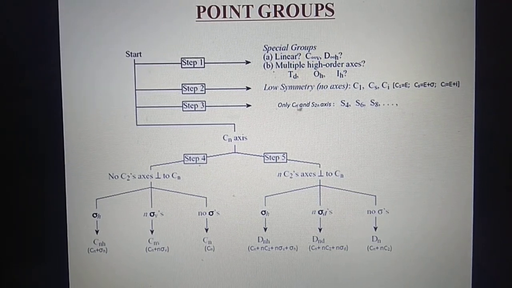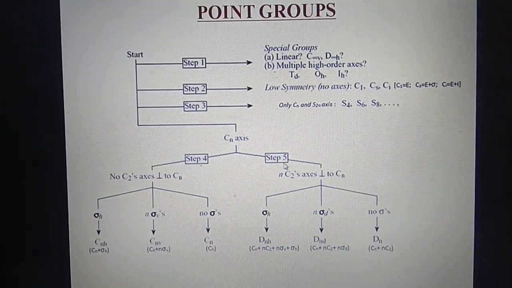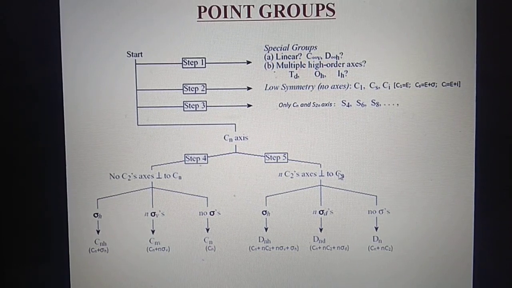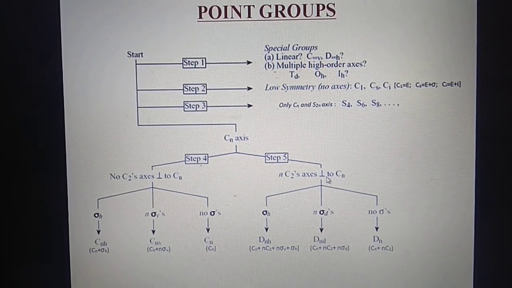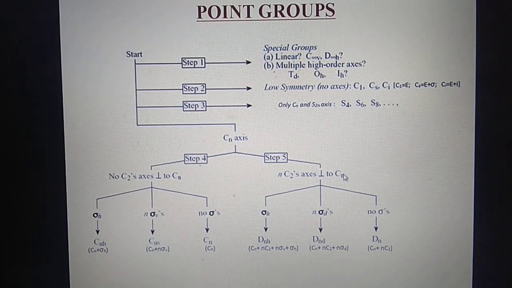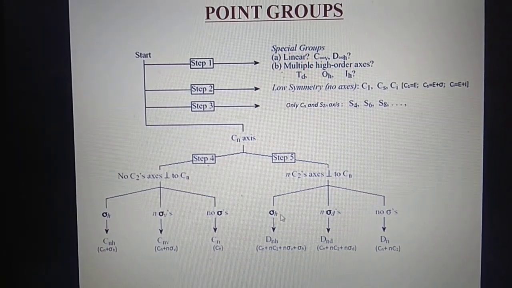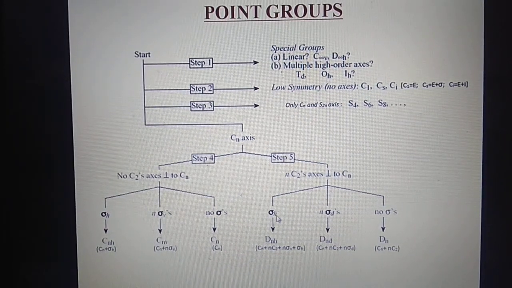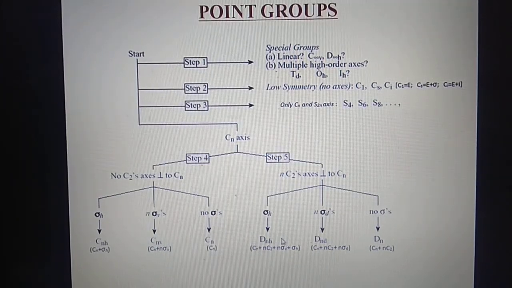And in the last category, we will consider the molecules where a principal axis is present, but along with the principal axis, there are n C2 axes which must be perpendicular to the principal axis. If it is present, then we will see whether sigma h is present or not. If sigma h is present, then the point group would be Dnh. If sigma h is absent, then we will consider whether n sigma d's are present or not. If it is there, then the point group would be Dnd.